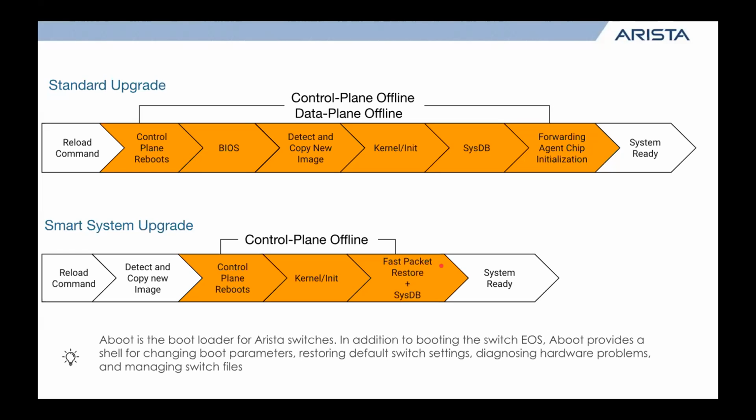sysdb actually does a few things different here too. It'll prioritize agents that will be responsible for our continued forwarding. So for example, we'll bring up our routing protocol agents and our programming agents before something like our command line or our temperature agents. So it just decreases the control plane offline time.